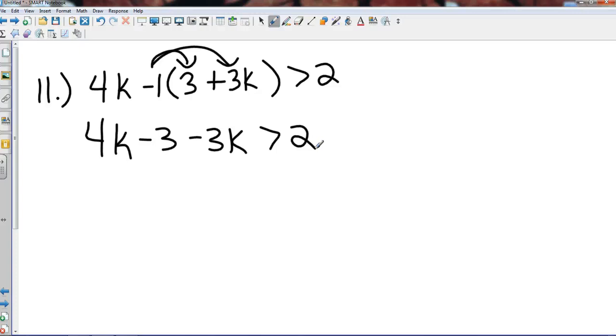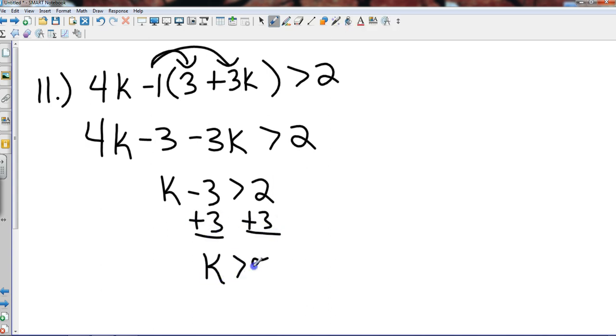What can I put together? 4k minus 3k is what? K. So I have k minus 3 is greater than 2. And the final step is what? Adding 3 to both sides. So k is greater than 5.